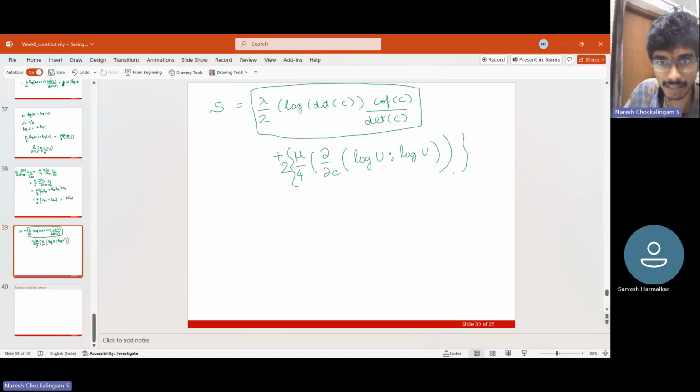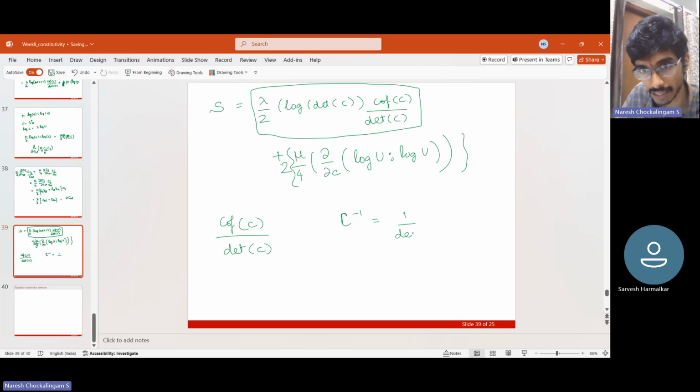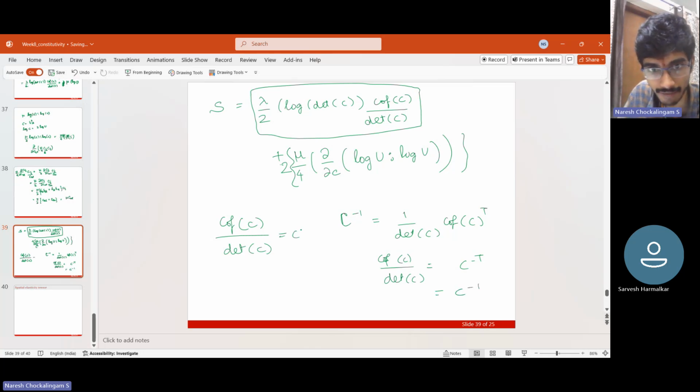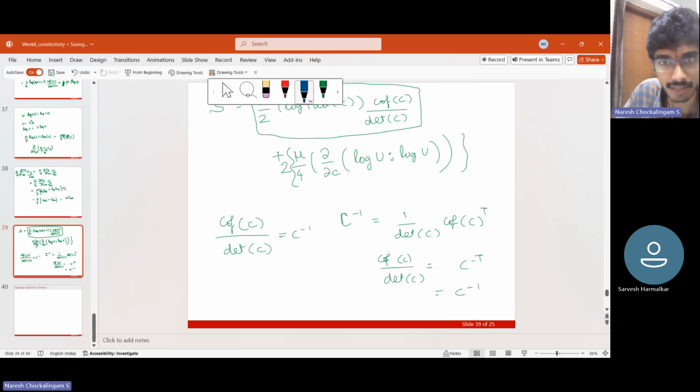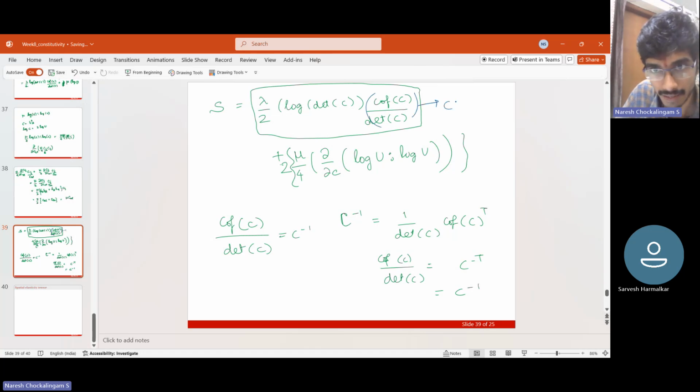Right? So let us take the first term. We have a cofactor of C divided by determinant of C. But if you remember, C inverse is what? C inverse is 1 by determinant of C, cofactor of C transpose. So cofactor of C divided by determinant of C is nothing but C inverse transpose. But C is symmetric, so C inverse is symmetric. So this is nothing but C inverse. So in the first term, I can replace this entire thing by C inverse.